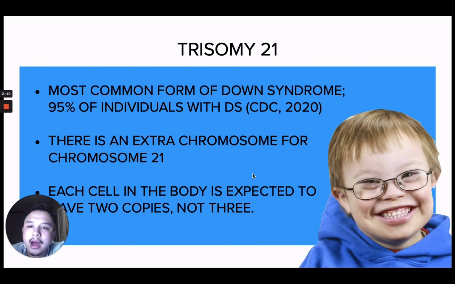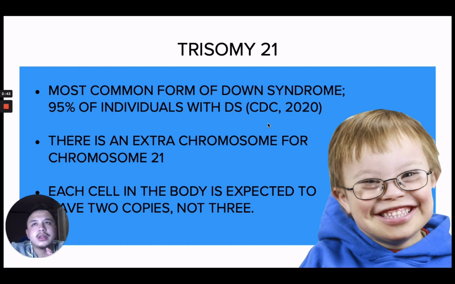Okay, now this is the most common form of Down syndrome, and it comprises 95% of individuals with Down syndrome. This is according to the CDC in 2020. And actually, as I've mentioned before, it occurs when there is an extra chromosome for chromosome 21, and each cell in the body is expected to have 2 copies, right? And not 3.